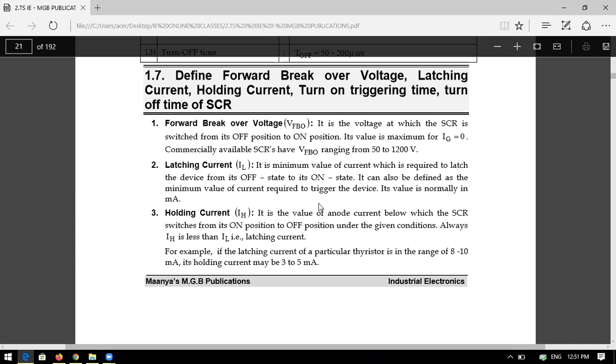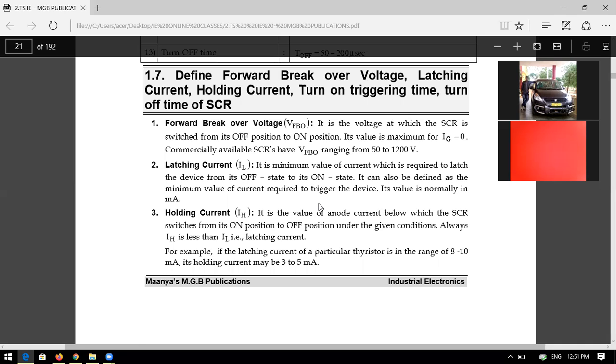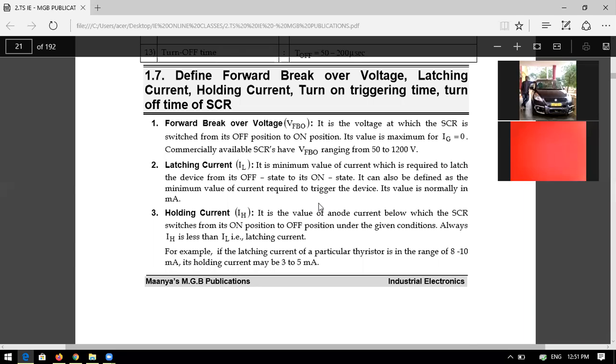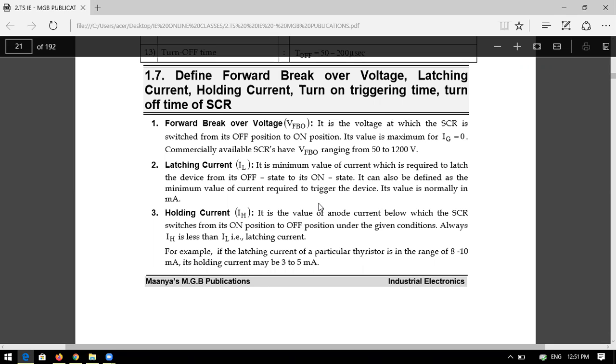Next one is the latching current, IL. What the latching current is was already discussed. It is the minimum value of current which is required to latch the device from its off state to on state. So latching current depends on its turn on time, already discussed. It can also be defined as the minimum value of current required to trigger the device. Its value is normally in the milliamperes, 5 to 10 milliamperes. Latch means turn on, latching the device from its off state to on state. Trigger means turn on the device.